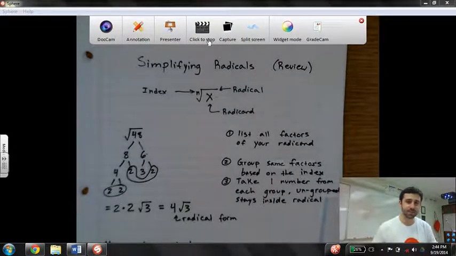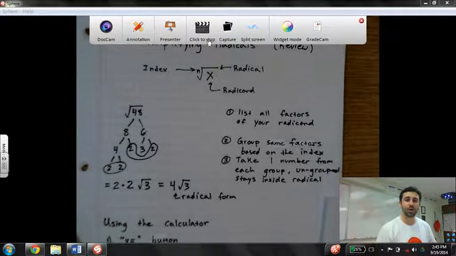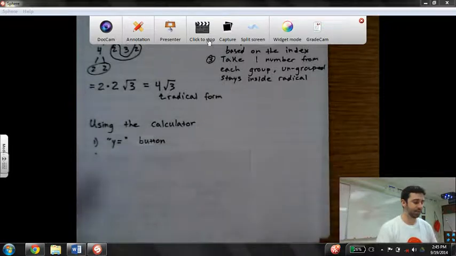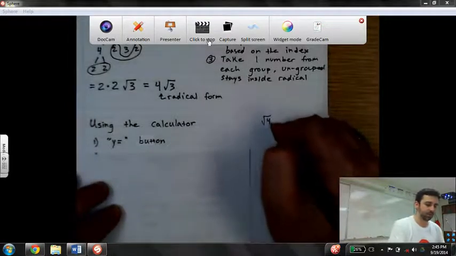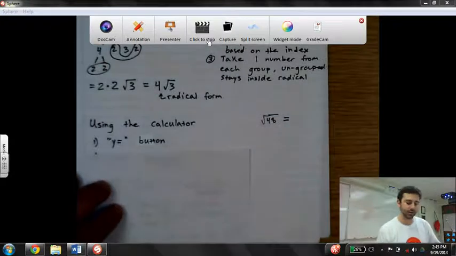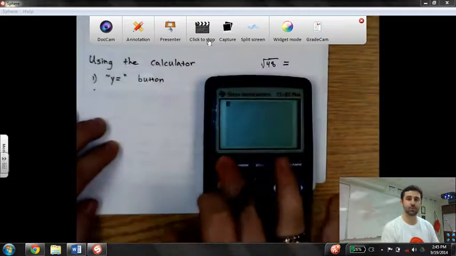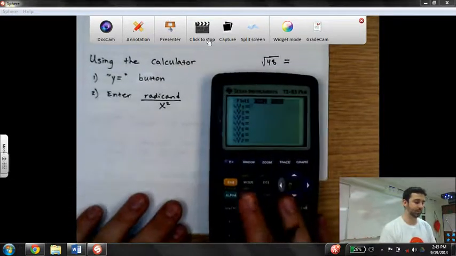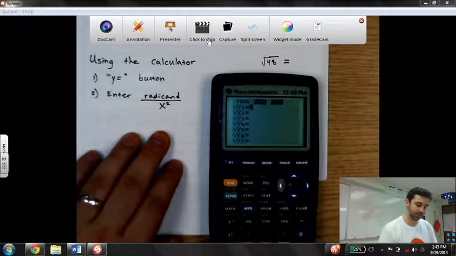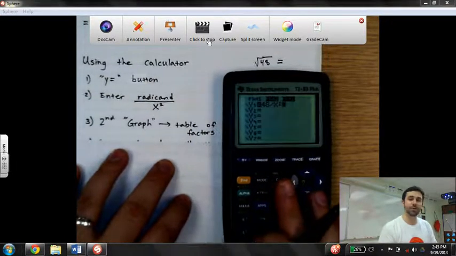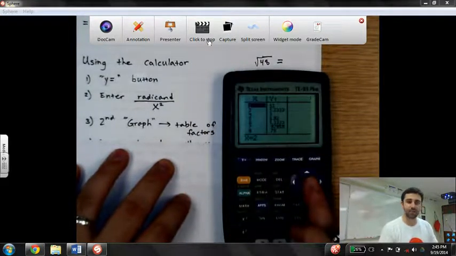Now for many of us, coming up with these factors is difficult when we get into higher numbers, and so there are calculator steps. So using this same expression, the square root of 48, I would take my calculator and I would go to the y equals screen and I would enter the radicand, so in this case it's 48, divided by x squared. Then I'll go to second graph to get a table of my different factors.